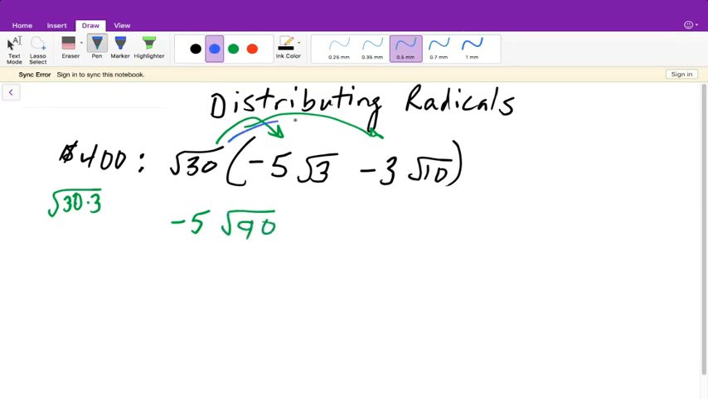All right, then we distribute this in here. So it's negative 3 times 1, so it's minus 3. Same thing, we multiply our radicals. So 30 times 10, that will give me 300. All right, but now we need to look and see, can we reduce these at all? So negative 5 times the square root of 90.